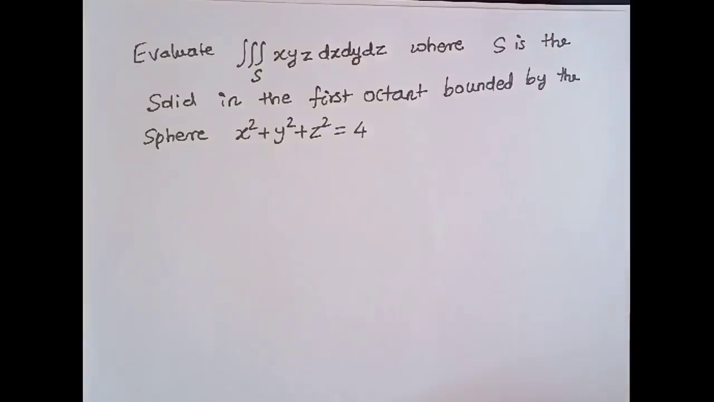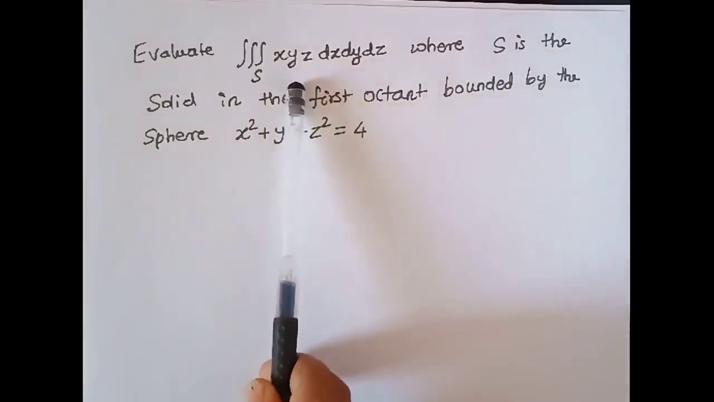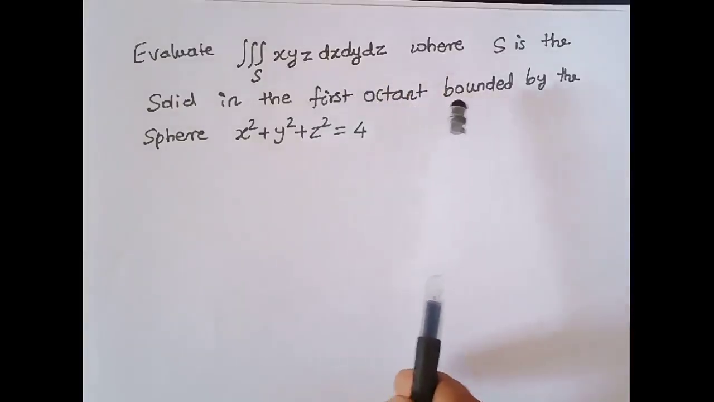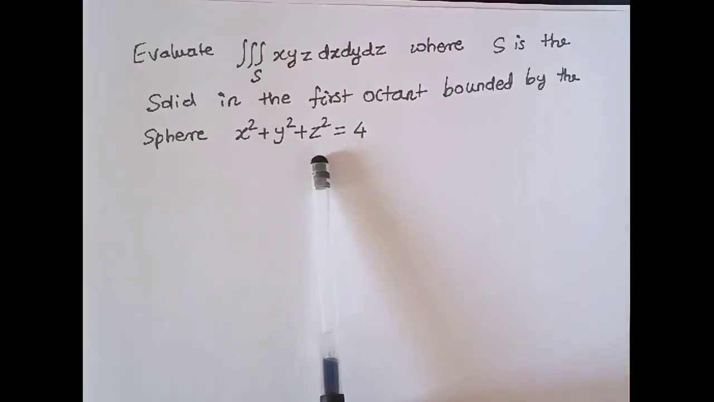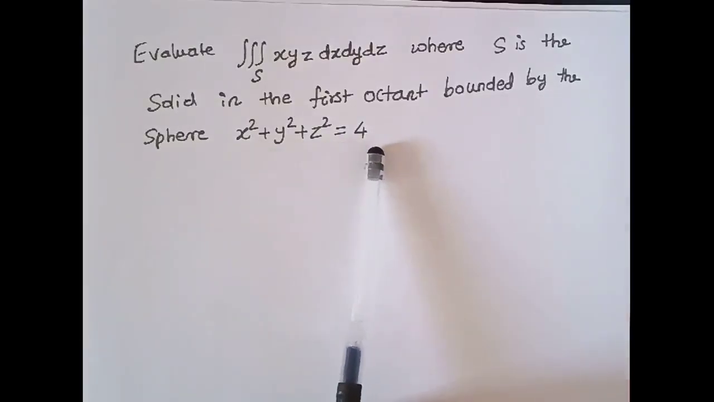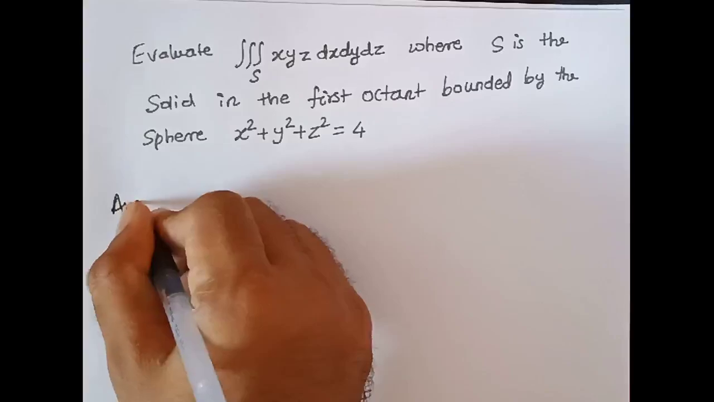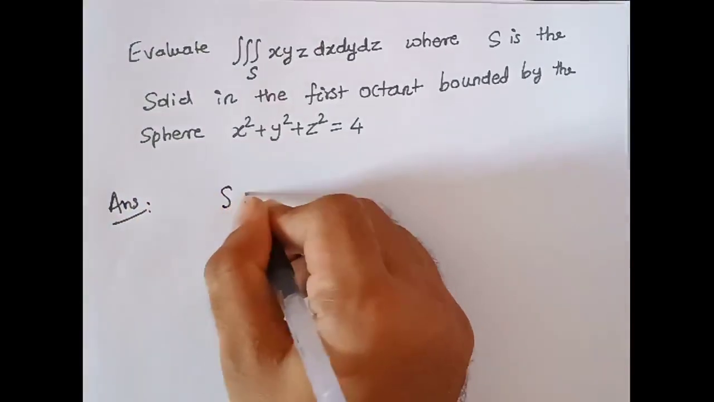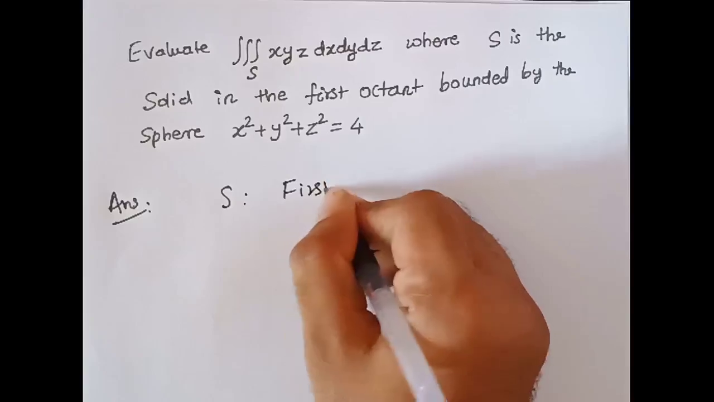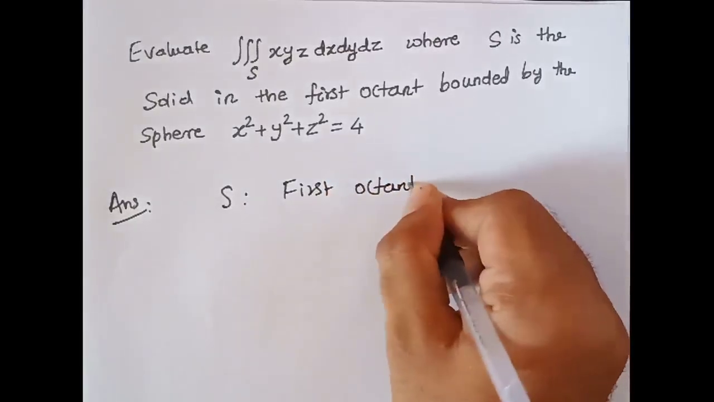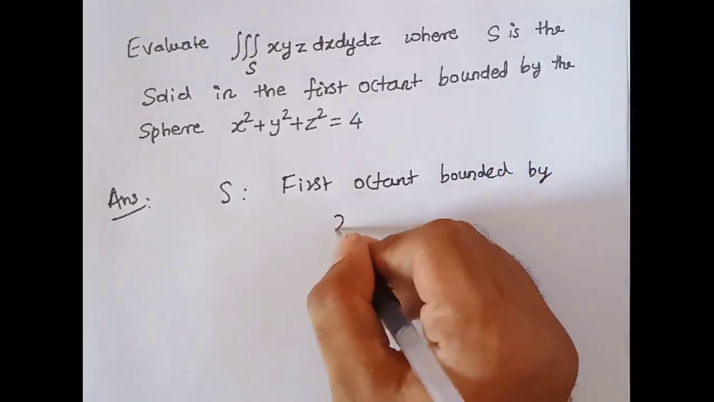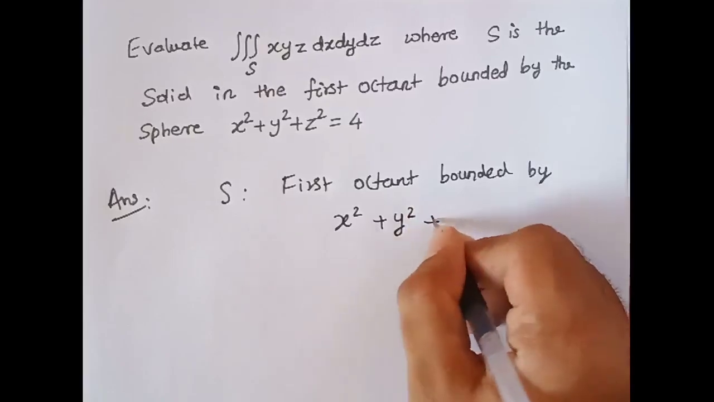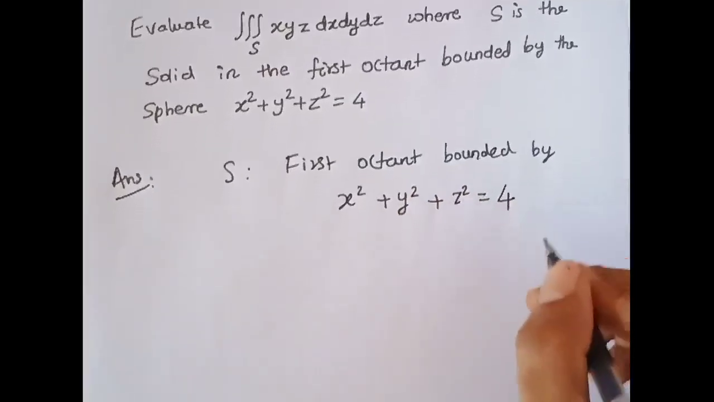Hello everyone. So the next question, we have an integral and we have to integrate it over a region which is nothing but the first octant bounded by the sphere of radius 2 and center origin. Okay, so the answer here: the region S is the first octant bounded by the sphere x square plus y square plus z square equal to 4.